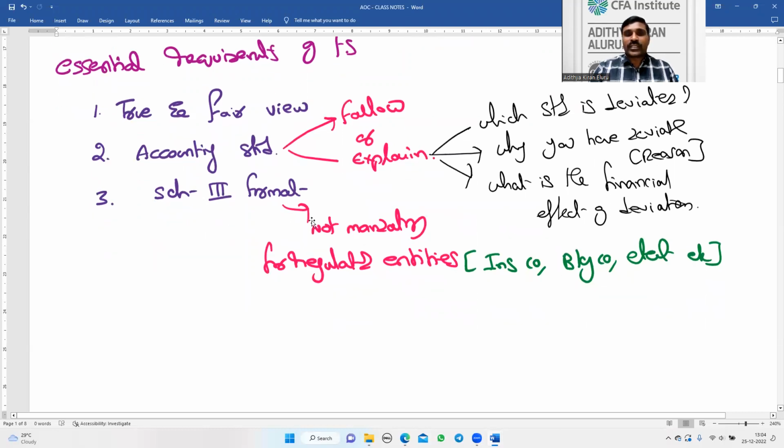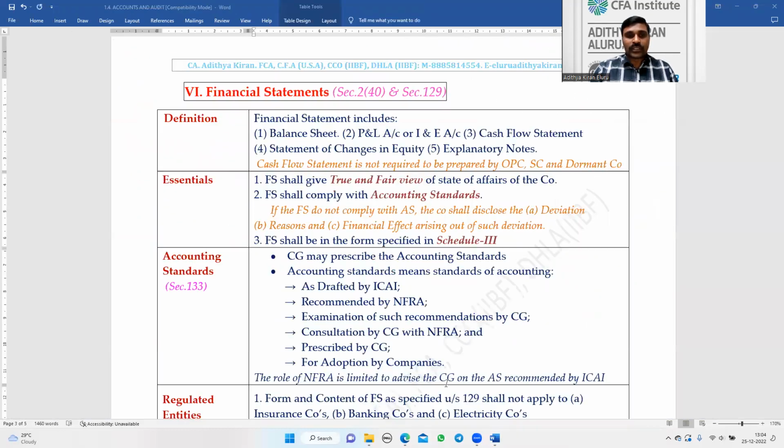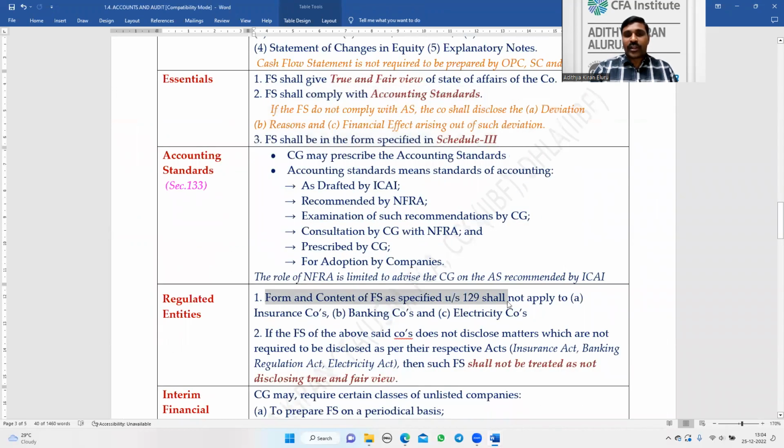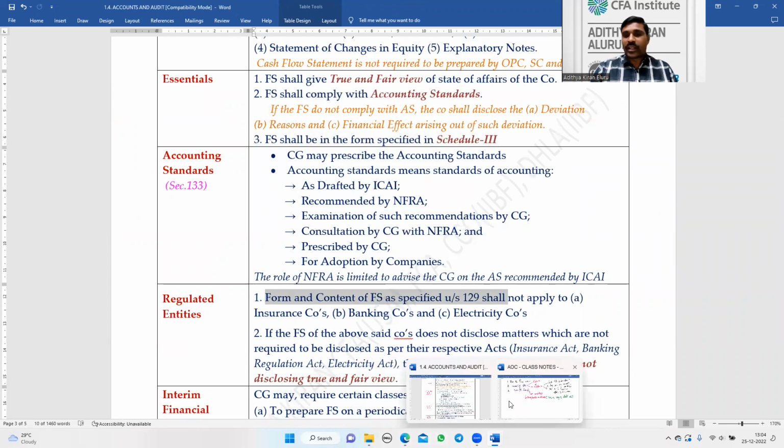Okay, right. These are the essential requirements of financial statements. So what are the components of financial statements I have seen, and what are the essential requirements of financial statements? And the Schedule 3 format is not applicable for regulated entities.